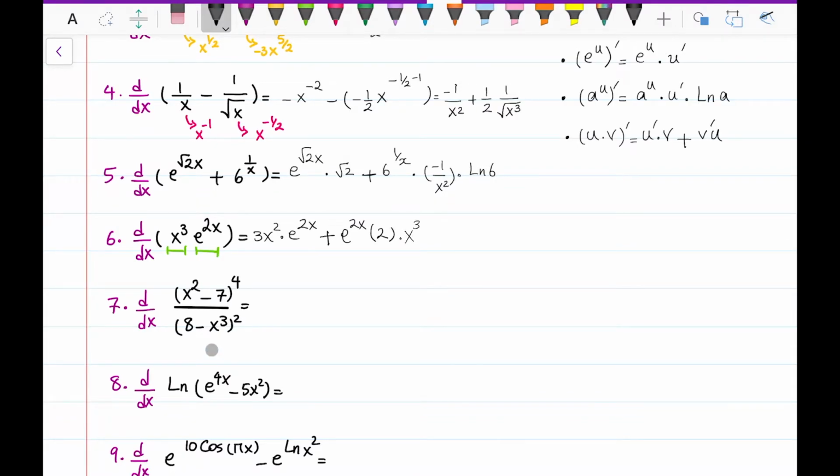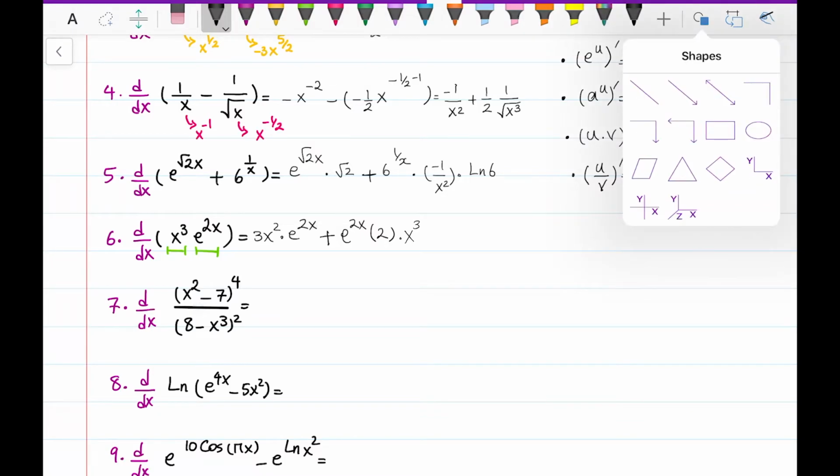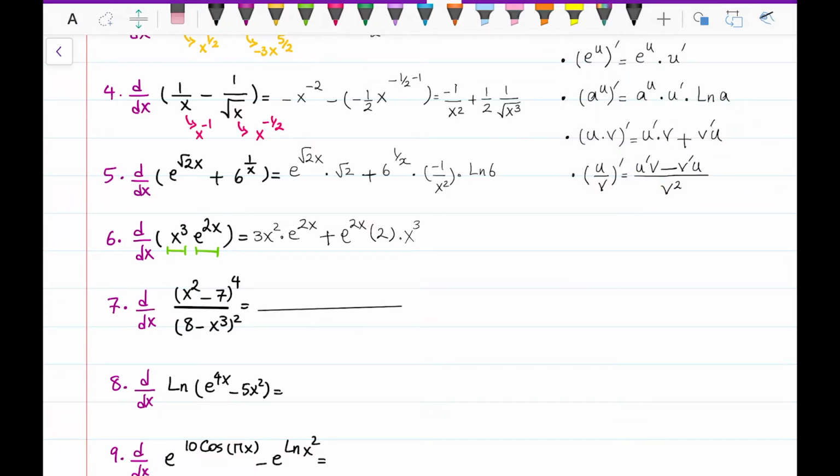The next one, I need to review the quotient rule, which is what? If I have a function u divided by a function v and I want to find its derivative, derivative of that would be denominator square, whatever function that you have in the denominator gets a square, and then derivative of top times bottom minus derivative of bottom times top. Okay, very good. Let's go into here. So I have a big fraction.